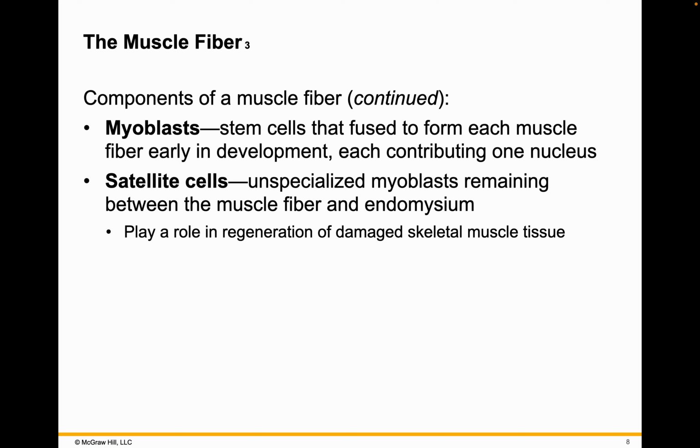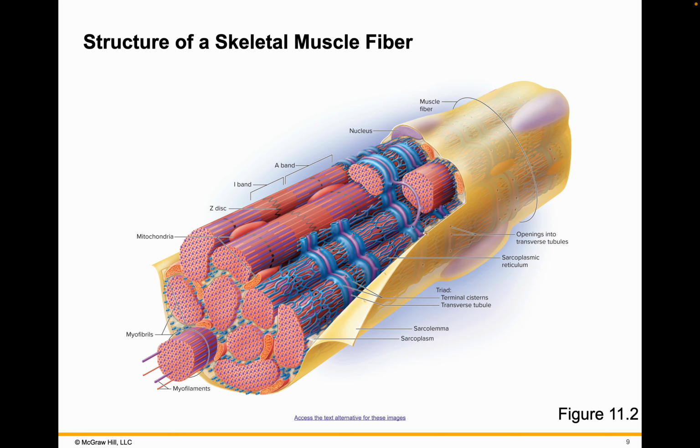Myoblasts are stem cells that fuse to form each muscle fiber early in development. Each one of them would contribute a single nucleus. There are satellite cells that are unspecialized myoblasts remaining between the muscle fibers and endomysium, and they play a role in regenerating damaged skeletal muscle tissue. Here is our diagram of a skeletal muscle cell.